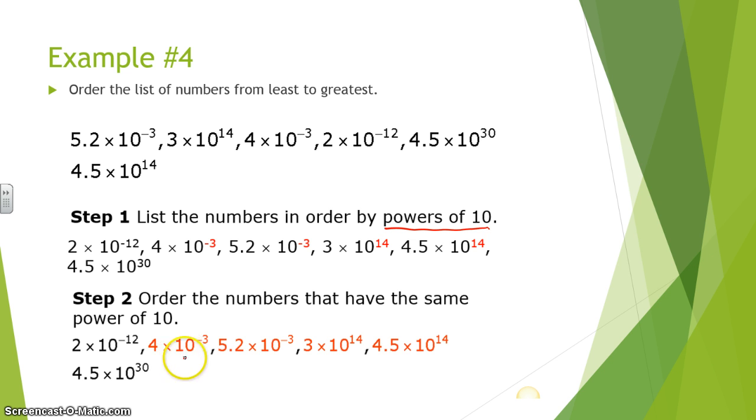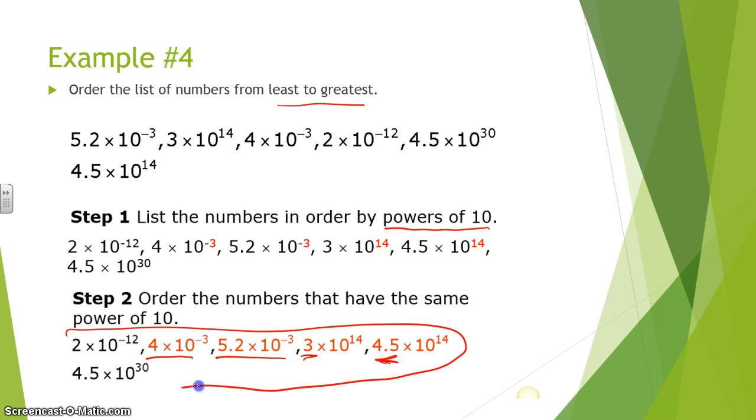What we just really did is we rewrote this out. And notice how the ones in red, they both have 10 to the negative third power. So from least to greatest, 4 is less than 5.2. So it's just showing you how you would put numbers, values with the same exponents in when it asks for least to greatest. Here we both have 10 to the 14th. Since 3 is less than 4.5, this is least to greatest. And then we have our greatest value is 4.5 times 10 to the 30th. And so this here is your final answer, the order of these values from least to greatest.